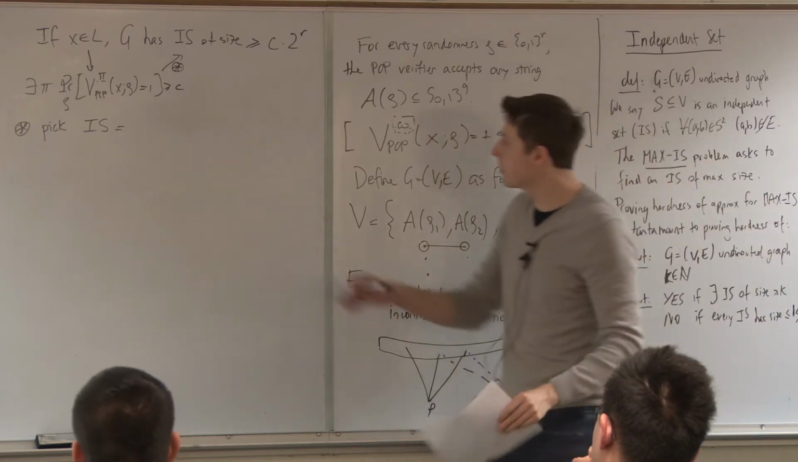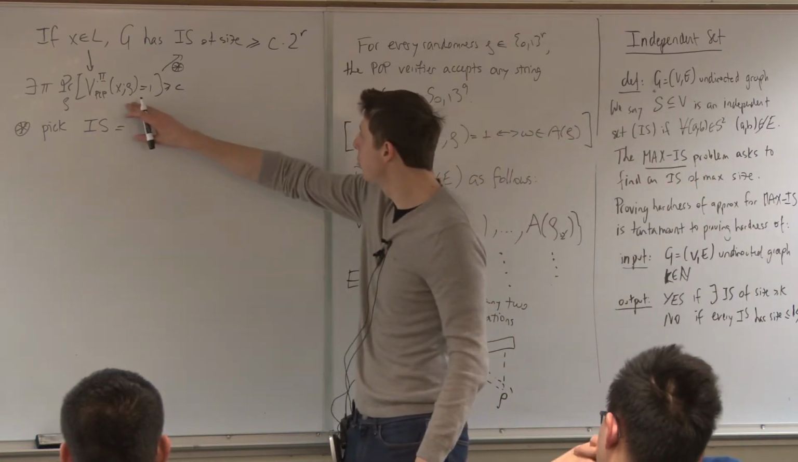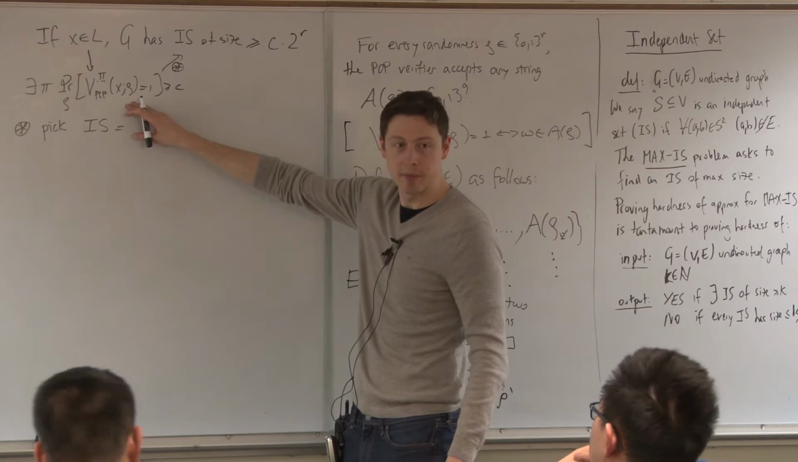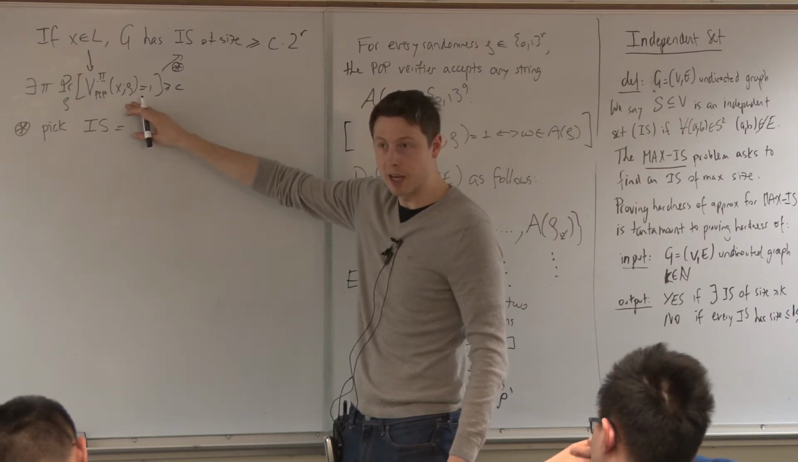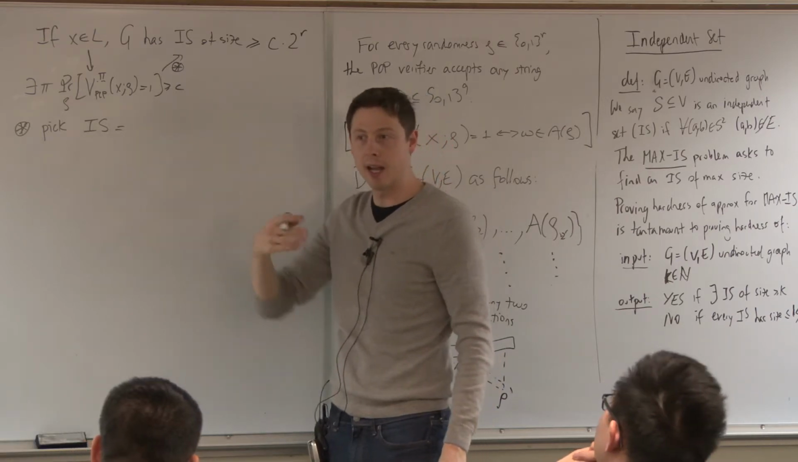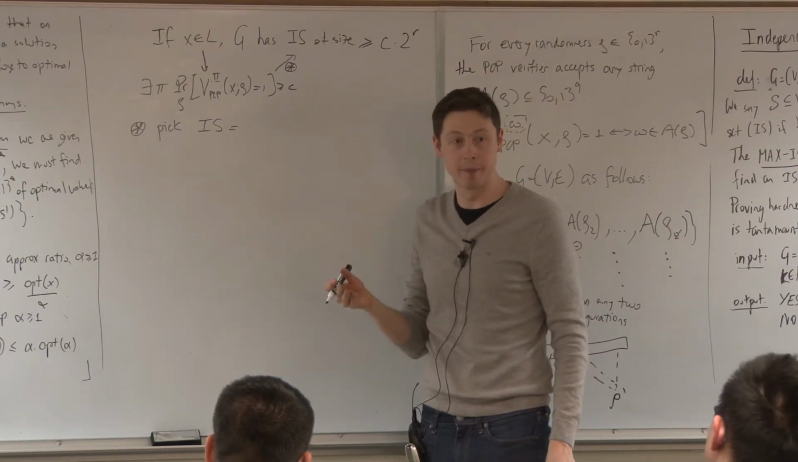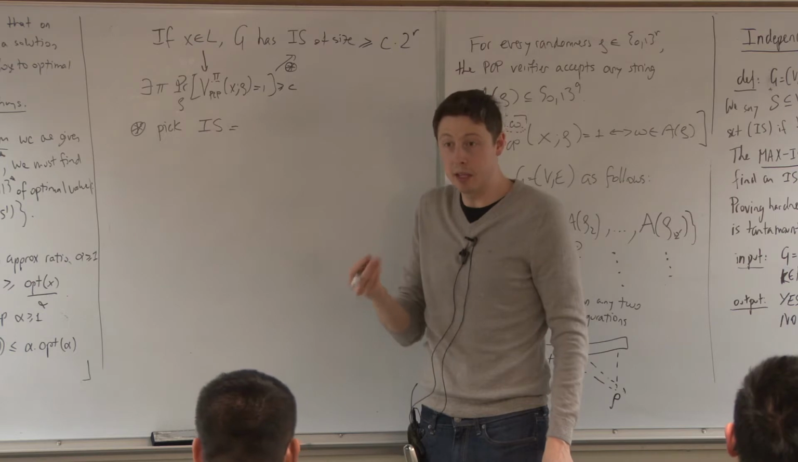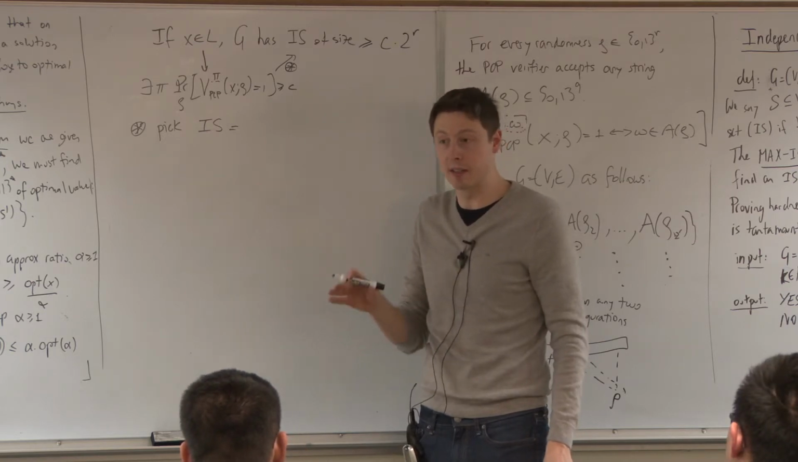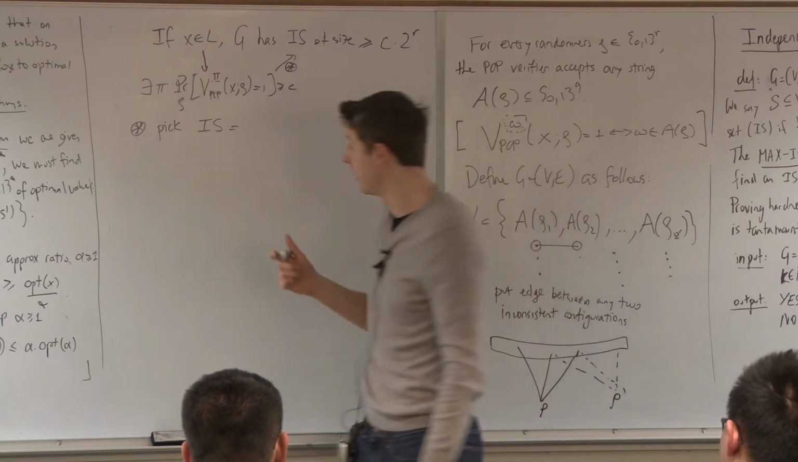Now, because I have at least 2 to the R times C random strings where the verifier accepts, I will pick up a candidate independent set of size at least C times 2 to the R. And now I'm wondering, will it really be an independent set? Clearly, it will have size at least C times 2 to the R.